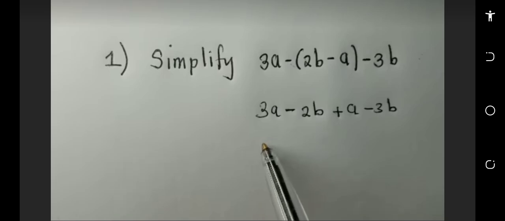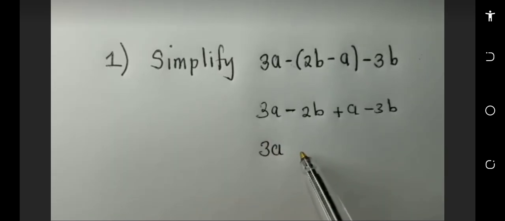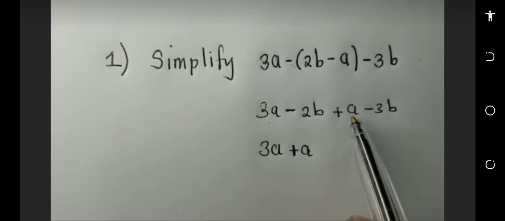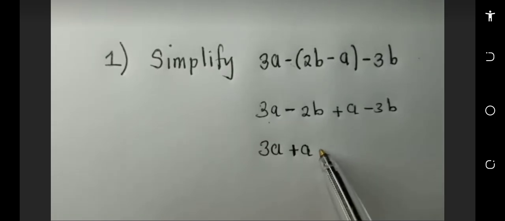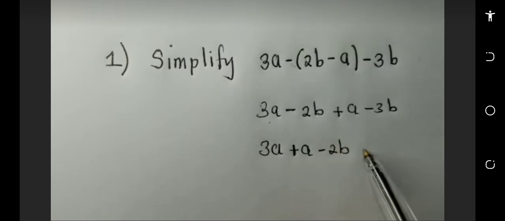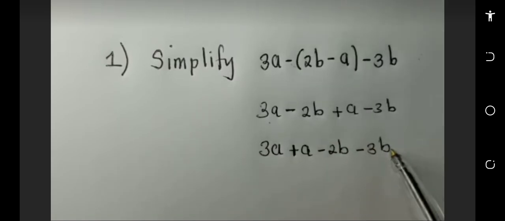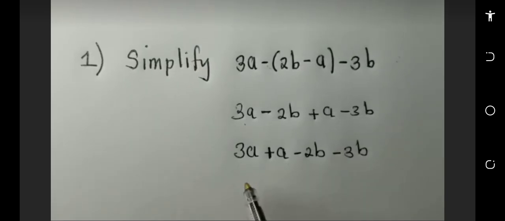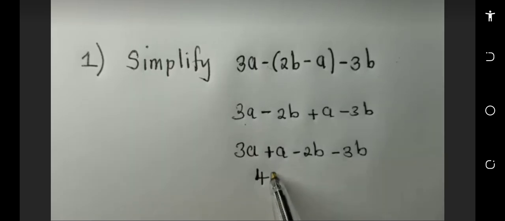So we've got 3a plus a. So this 3a will move with the a. And then we say minus 2b minus 3b. So we have arranged our work according to like terms. So the next thing here would just be to add 3a plus a. This will simply give us a 4a.